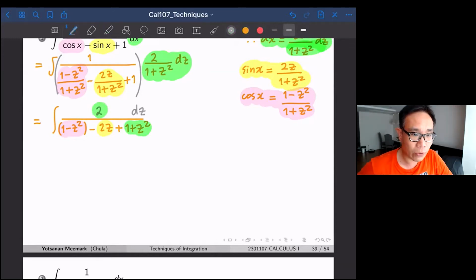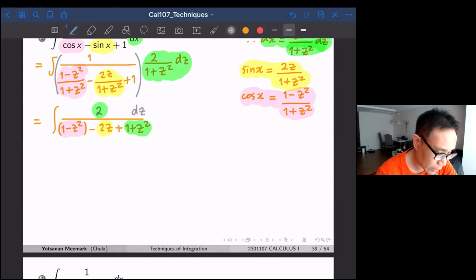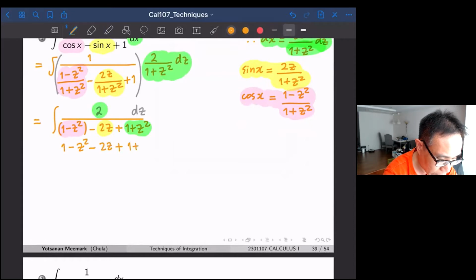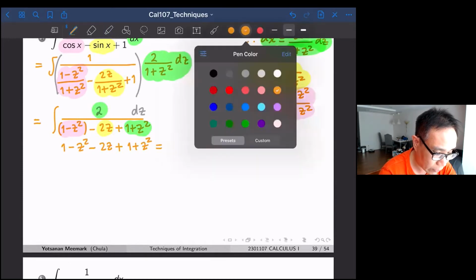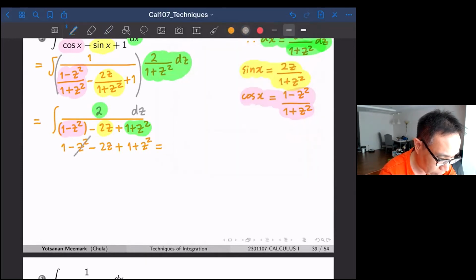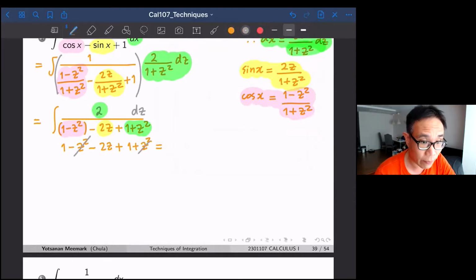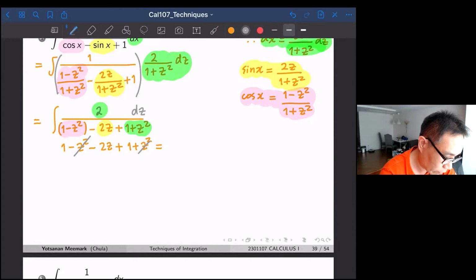So this is what you have, and then you simplify this one. So the bottom one, you would get 1 minus z square minus 2z plus 1 plus z square, and you see that this z square and z square cancel each other because they have opposite signs. So you get 2. Okay, so this one will turn out to be kind of nice.